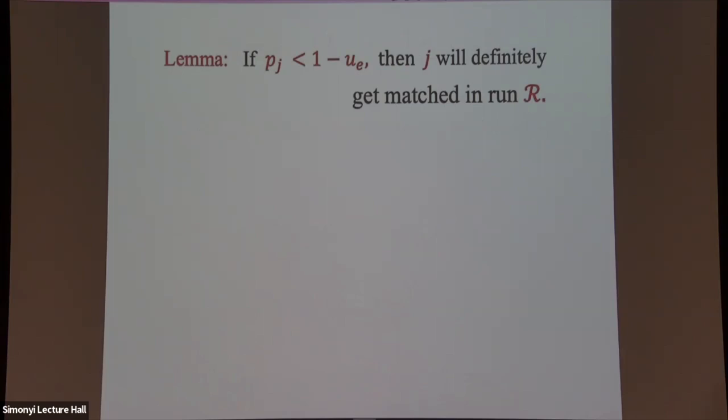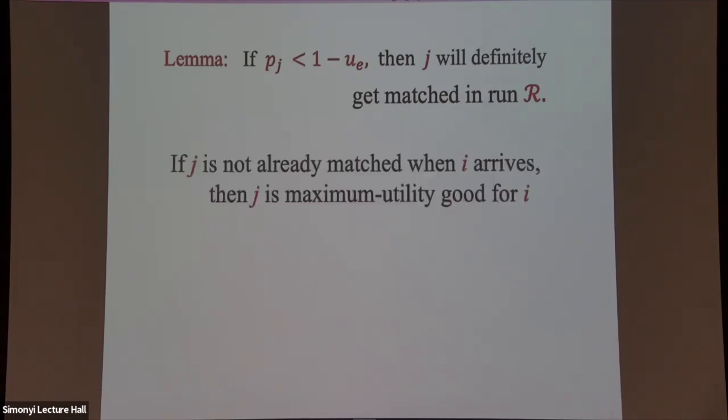Here's a crucial lemma: if PJ is small, okay, UE is what I get without even the presence of J. But if PJ is small enough, then the utility that I get without J is surpassed by the utility from J itself, because the price of J is small. And so we can easily see that J will definitely be matched, because if it's not matched already before I arrive, then when I arrive, J is the maximum utility good for I. It's just cheaper. Maximum utility means 1 minus PJ is bigger than 1 minus UE. So PJ is RJ if it's being picked. Yes, PJ is RJ.